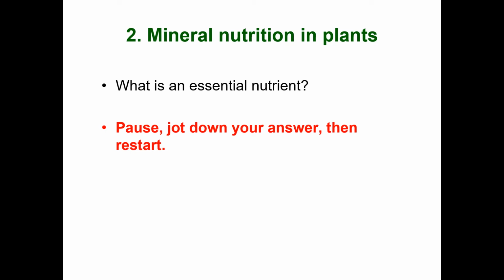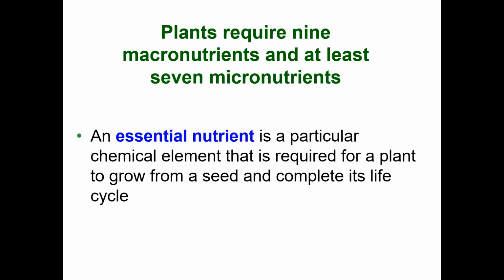Pause the video for a second, jot down your answer, and then restart. Of course, an essential nutrient is a chemical element that's required for the plant to grow from a seed and to complete its entire life cycle. So the important part of essential is that it is going to be needed at some part of the life cycle in order for the plant to complete that full life cycle.